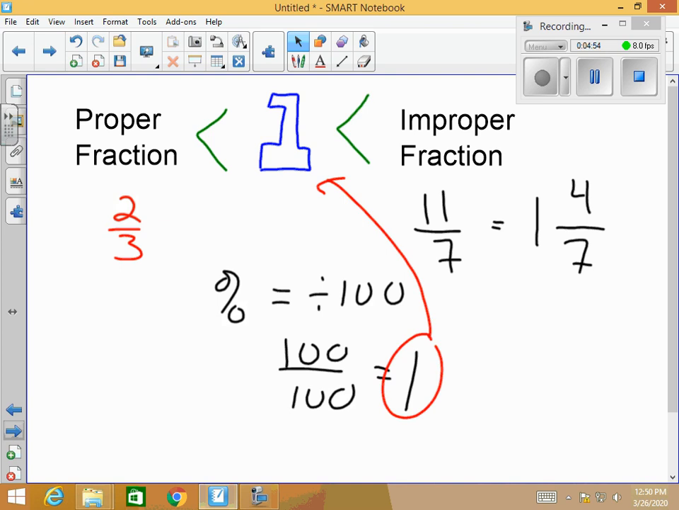Now, if we turn in our books, our book gives us these definitions, and you know, I don't mind definitions.